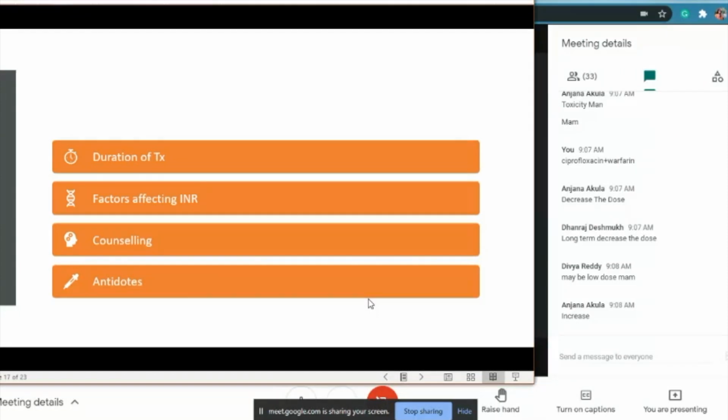If AFib patients are undergoing cardioversion, we just give warfarin 3 to 4 weeks prior to the cardioversion. Again, warfarin 3 to 4 weeks prior to cardioversion. If the patient has a bioprosthetic valve, so we discussed the mechanical valve, but with a bioprosthetic valve, we give it for 3 months. The duration of treatment is 3 months.